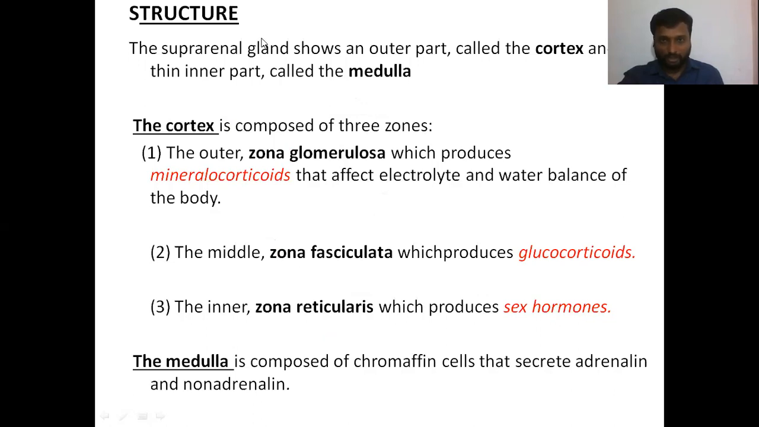The suprarenal gland has an outer part known as the cortex and an inner part, the medulla. The cortex has three layers: zona glomerulosa, where the cells are arranged in the form of inverted U, and it secretes mineralocorticoids. Then the next zone, zona fasciculata. Fasciculata means bundles of cells separated by sinusoids. It produces glucocorticoids. Then zona reticularis, where we can see the network of cells. It secretes some sex hormones. Then the medulla, where we can see groups of cells separated by sinusoids. It secretes adrenaline and noradrenaline.